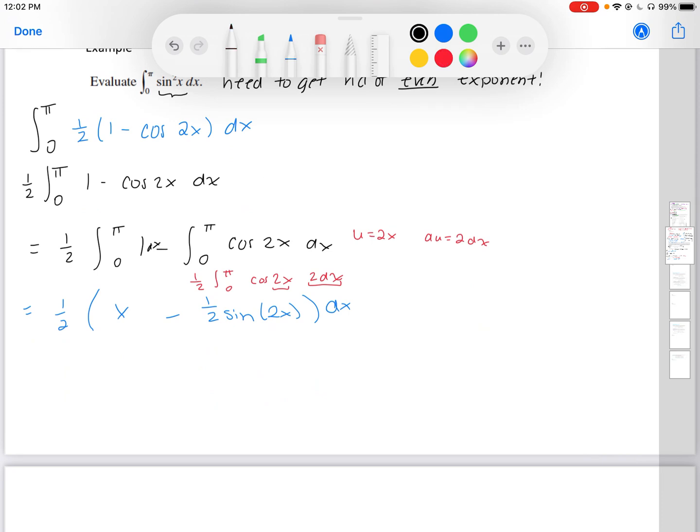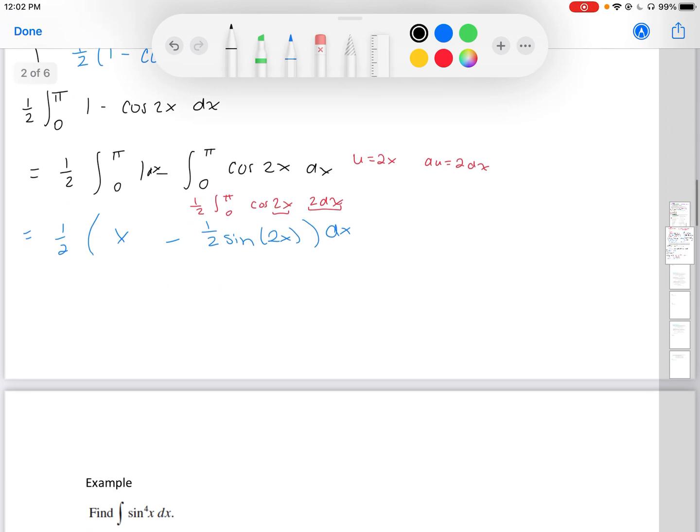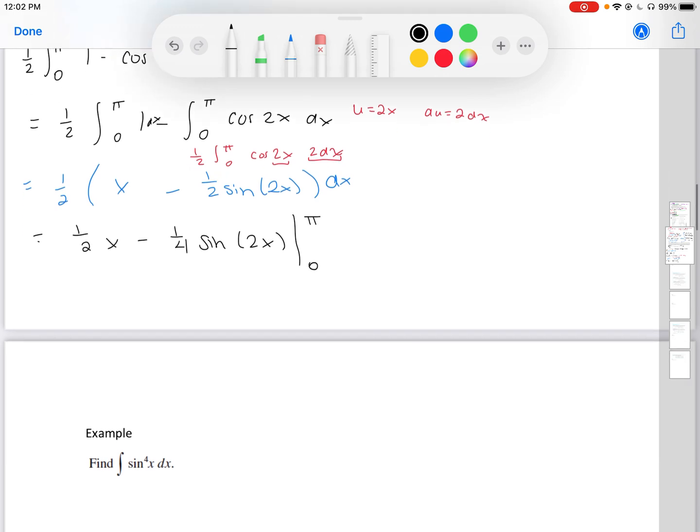All right, now we can go ahead and distribute the 1/2. So we have 1/2 x minus 1/4 sine of 2x. We need to evaluate from pi to 0. Once we work out the algebra, I'll let you do that part. We get 1/2 pi.